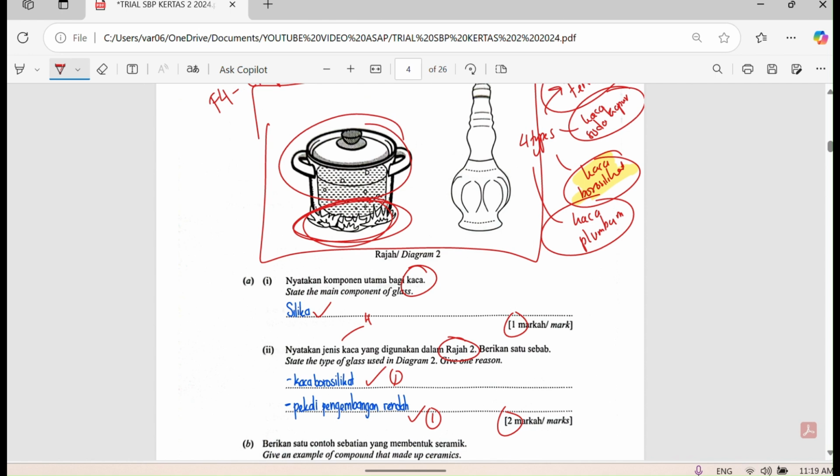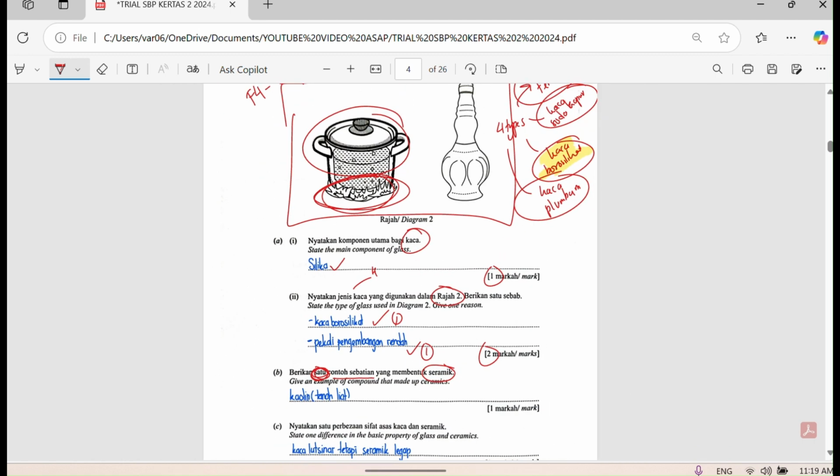Then 2 marks. Next. Berikan satu contoh sebatian yang membentuk seramik. Berikan only one satu contoh sebatian yang membentuk seramik. So ceramic is basically made out of what? Tanah liat. The main component of it is basically tanah liat seperti kaolin.